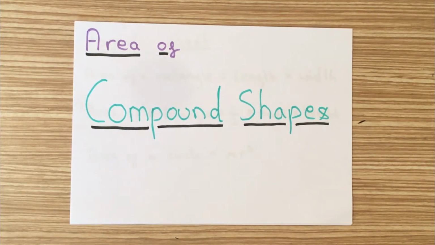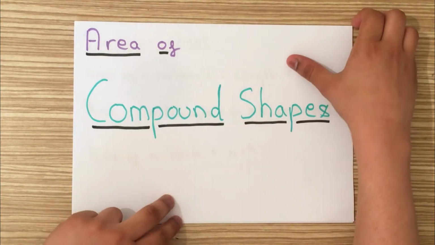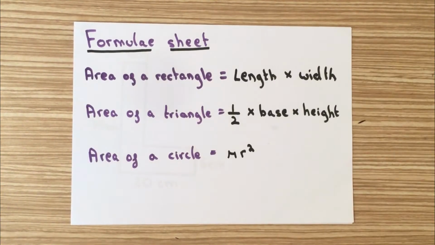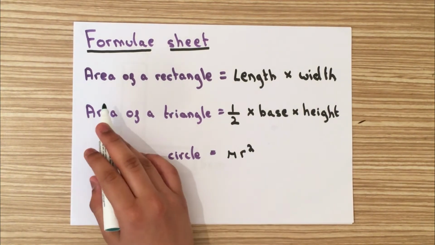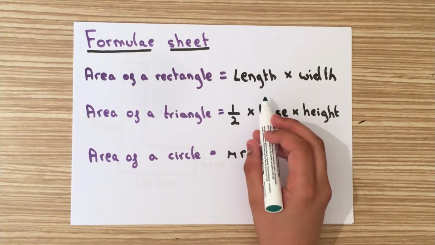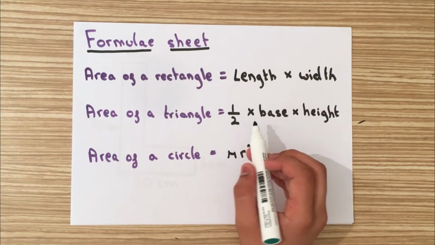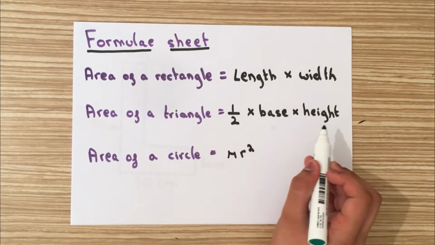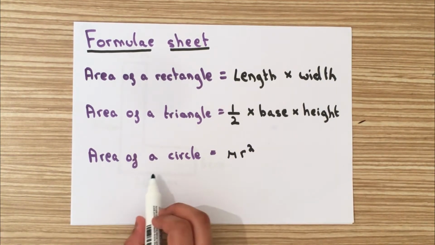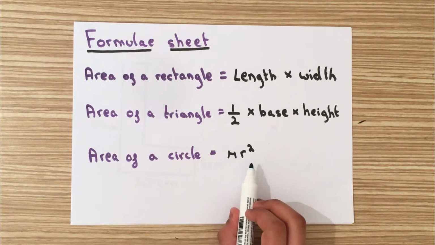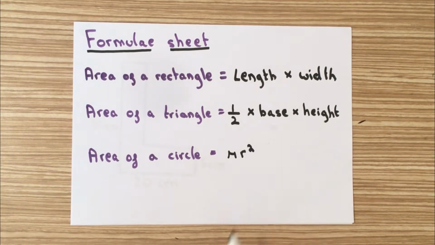In this video we'll be seeing how to calculate the area of compound shapes. So first of all, before we do that, we need to learn a few formulae to actually solve the questions. The first one: the area of a rectangle equals length times width. Then the area of a triangle is equal to half times base times height. And finally, the area of a circle is pi r squared, so pi times radius squared. Okay, so let's go to our first question now.